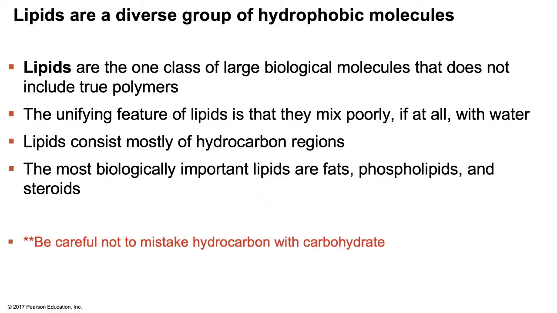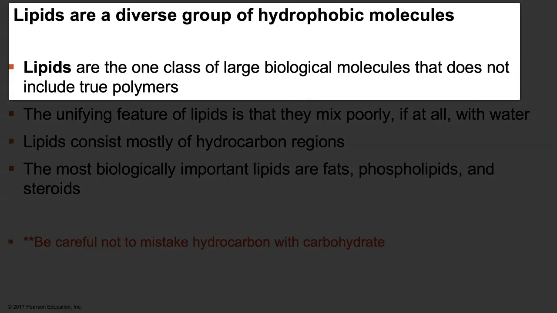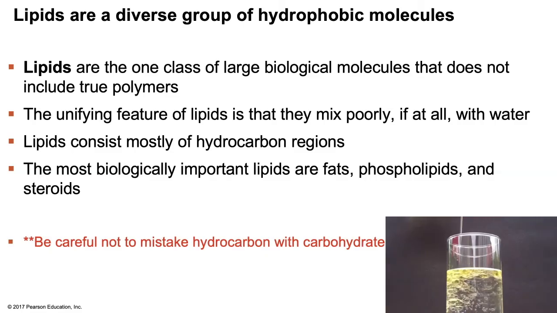And now we're on macromolecule number 2, which is lipids. Lipids are a diverse group of hydrophobic molecules that do not actually have true polymers. The one thing that all lipids have in common is that they don't mix well with water. They consist mostly of hydrocarbon regions. We learned about hydrocarbons in the previous chapter. Hydrocarbons are molecules made solely of hydrogen and carbon. And be careful not to mistake hydrocarbon with carbohydrate, because they're very different.